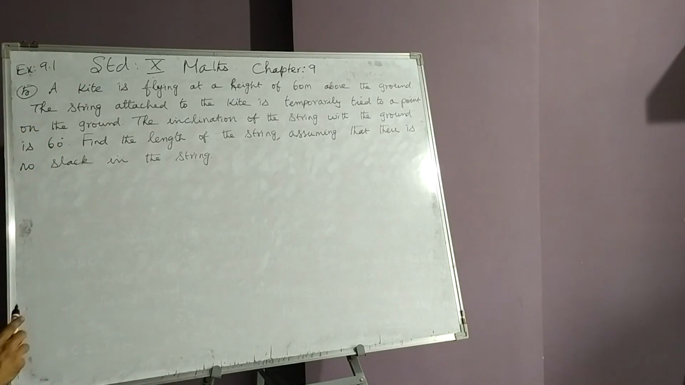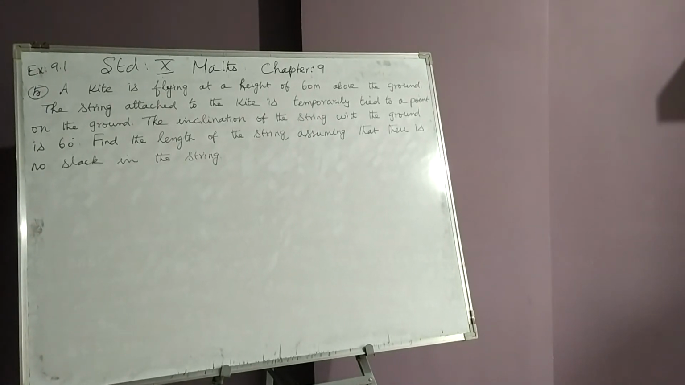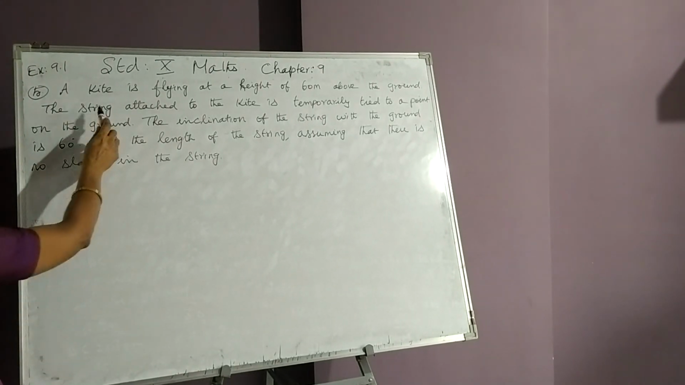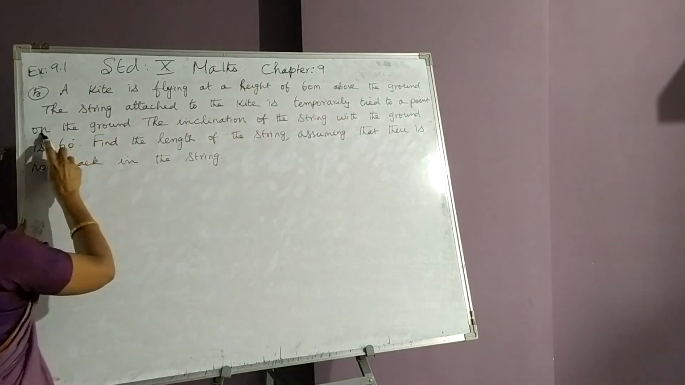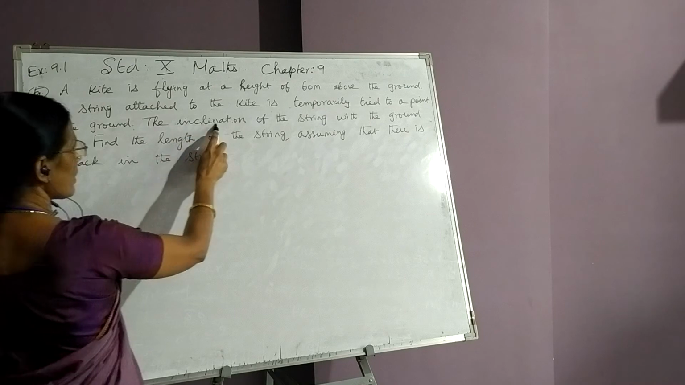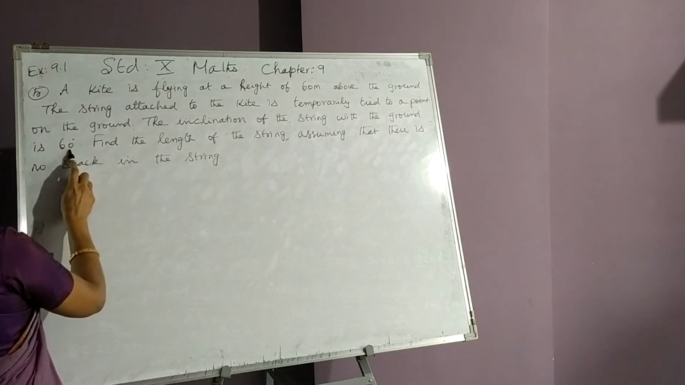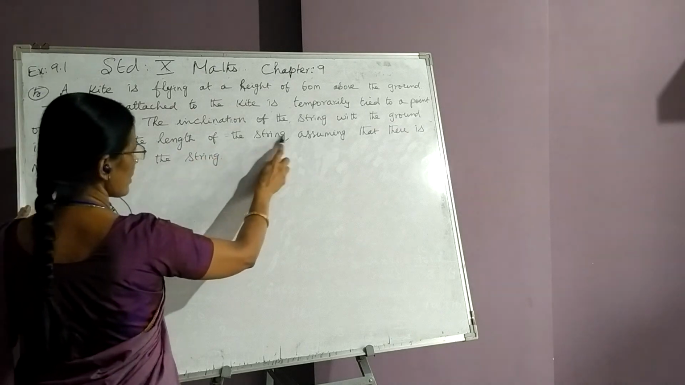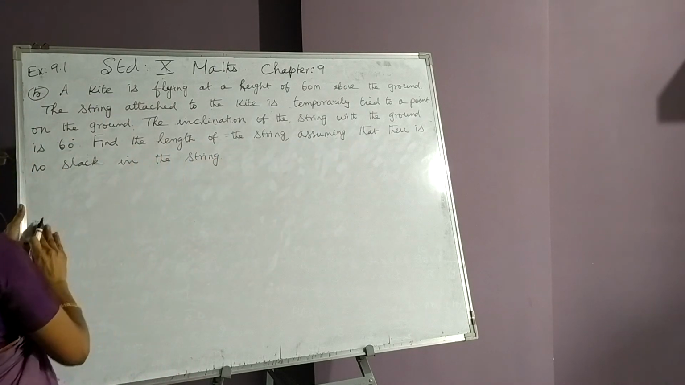Come to the 5th problem. A kite is flying at a height of 60 meters above the ground. The string attached to the kite is temporarily tied to a point on the ground. The inclination of the string with the ground is 60 degree. Find the length of the string assuming that there is no slack in the string.